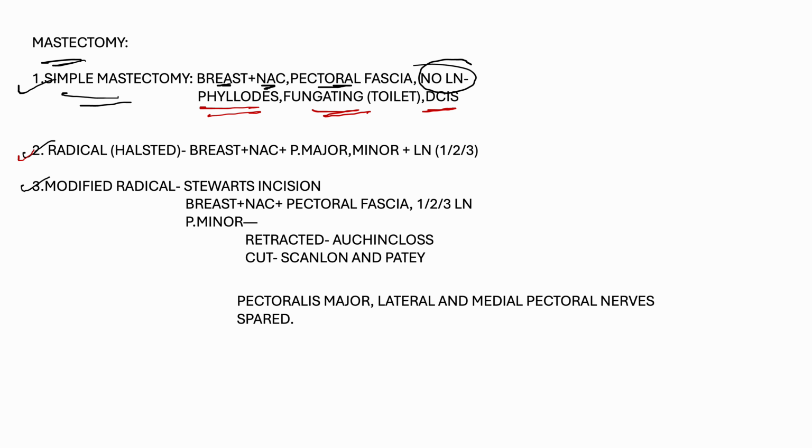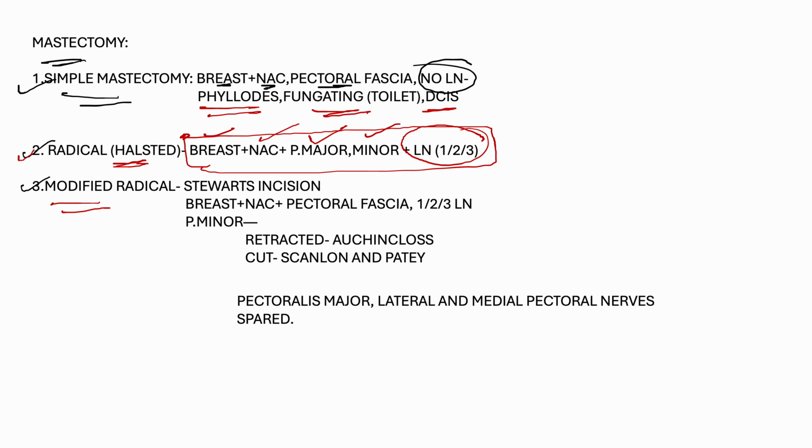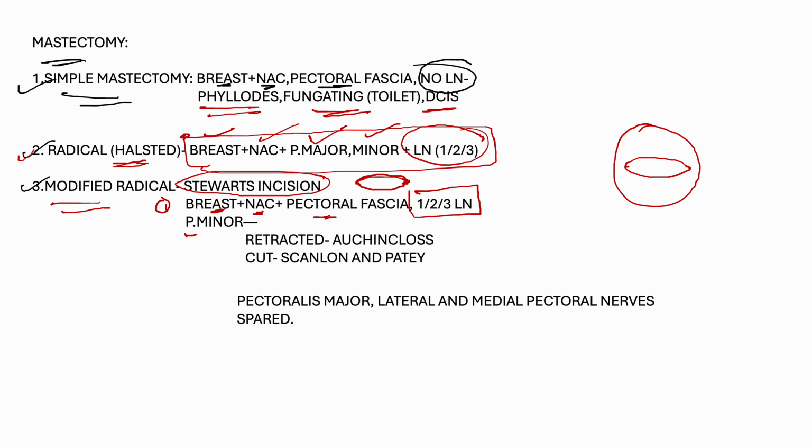Radical mastectomy is also called a Halsted mastectomy. Here we remove everything. Just remember everything: breast, nipple areolar complex, pectoralis major and minor, with lymph node stations 1, 2 and 3. In modified radical, we give a Stewart's incision. It is an elliptical incision. If this is the breast tissue, then we give an elliptical, Stewart's incision. What do we remove? We remove the breast, nipple areolar complex, pectoralis fascia, 1, 2, 3 levels of lymph nodes, and based on pectoralis minor, it can be retracted or it can be cut. If it is retracted, it is called Auchincloss. If it is cut, then it is Scanlon and Patey, right?